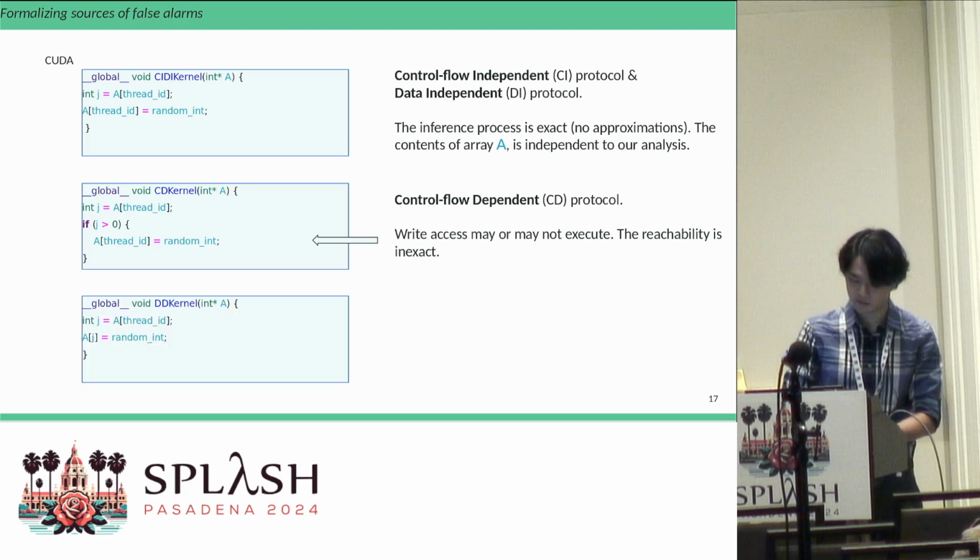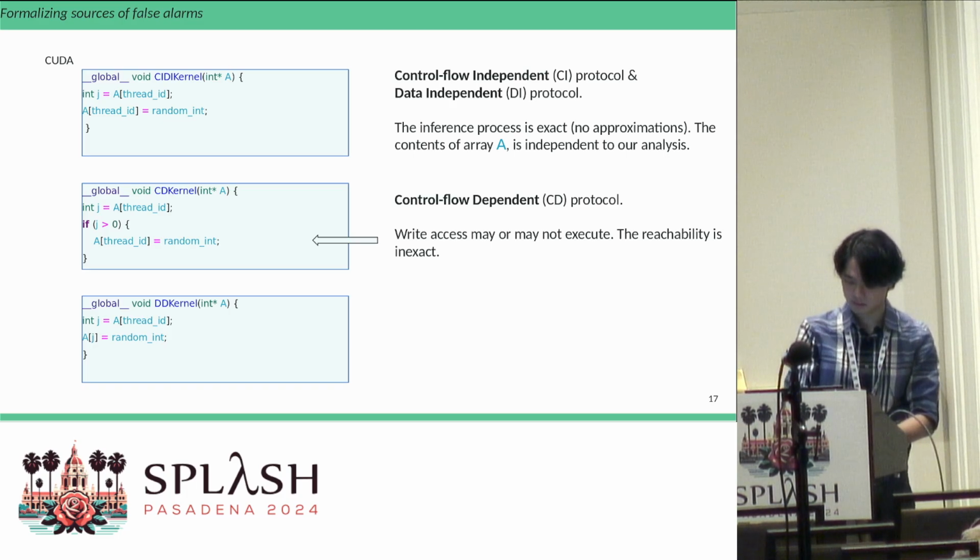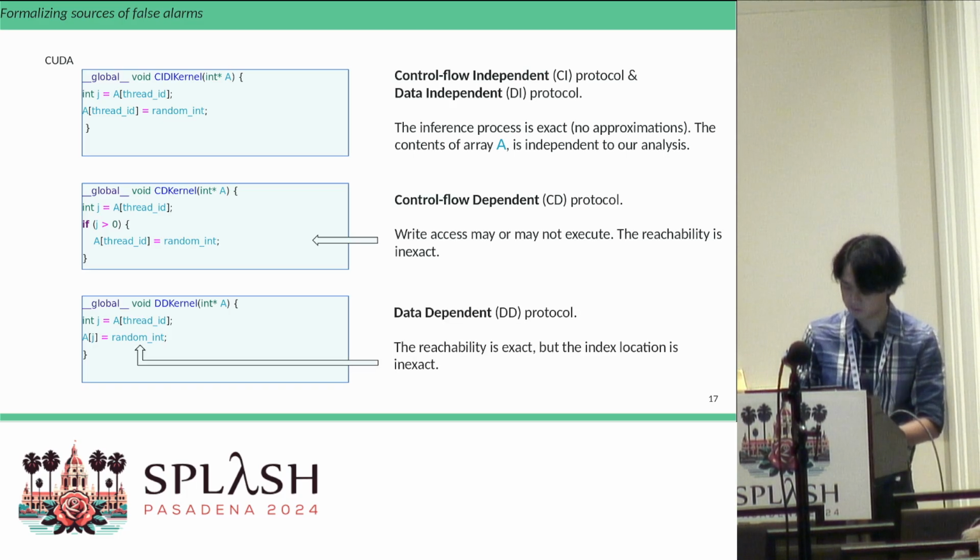Thirdly, we have another variation. The write is now writing to what is being read from A in that variable J. We call this a data-dependent protocol. So the reachability here is exact, but the exact index location in which we're writing to is inexact, and it's dependent on A.